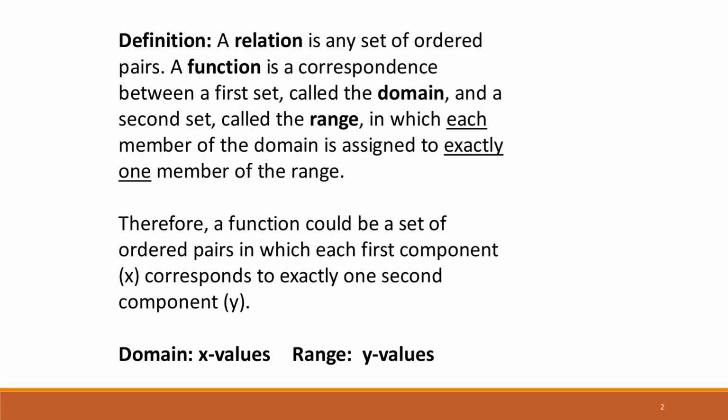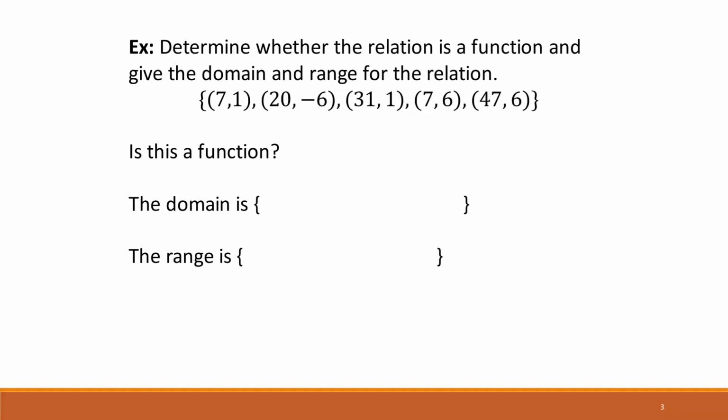So here's a formal definition of a relation and a function. It also defines domain and range in more than one way, where domain is the input and range is the output, or the domain is the x values and range is the y values. So the big idea behind functions is to make sure that every x goes to exactly one y. So your x values cannot repeat.